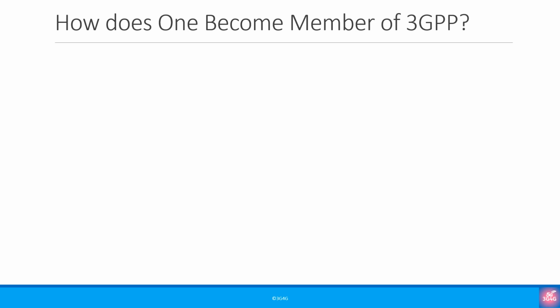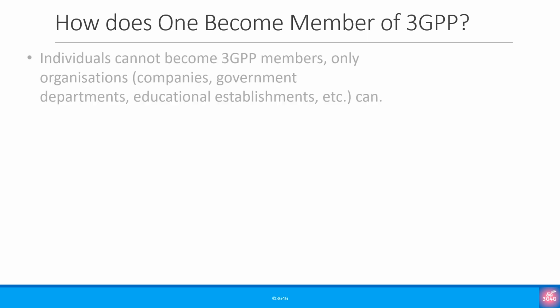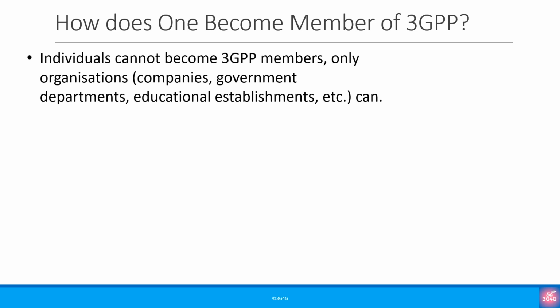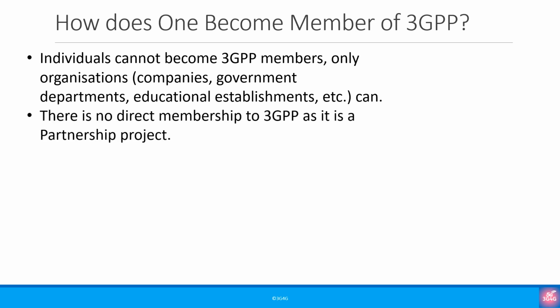We often get asked about how one can become a member of 3GPP. Individuals cannot become 3GPP members, only organizations can. These organizations could be many different types like private or public companies, governmental organizations, educational institutions, universities, etc. There is no direct membership to 3GPP as it is a partnership project.